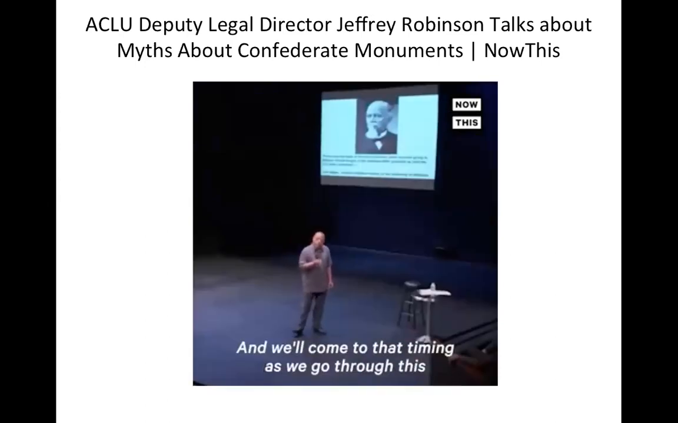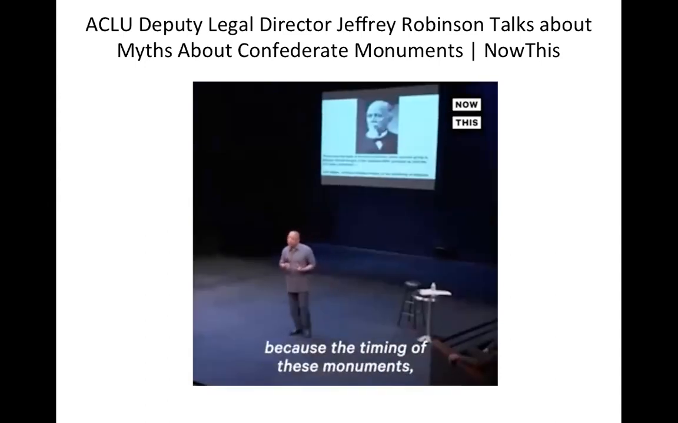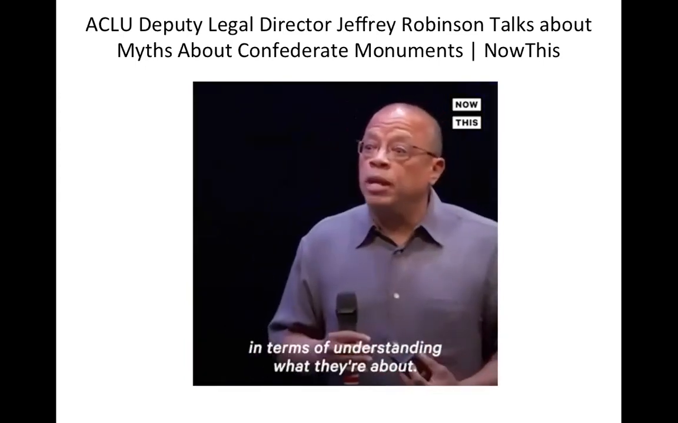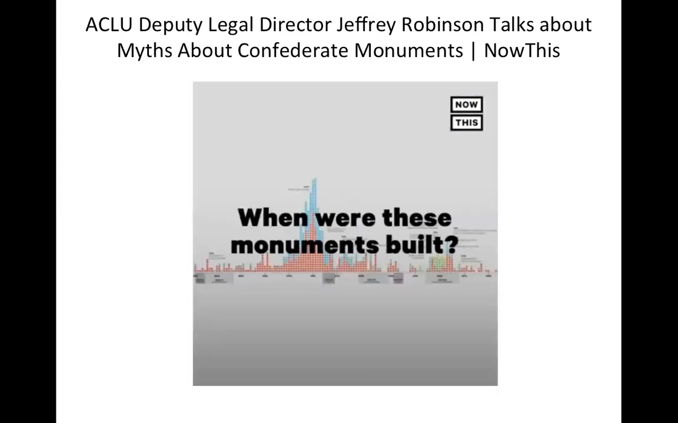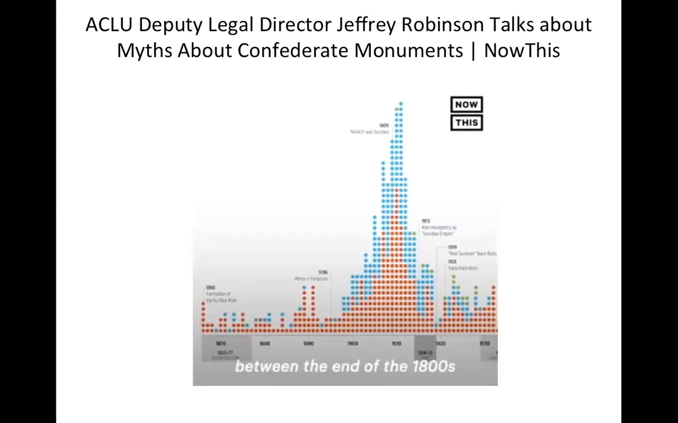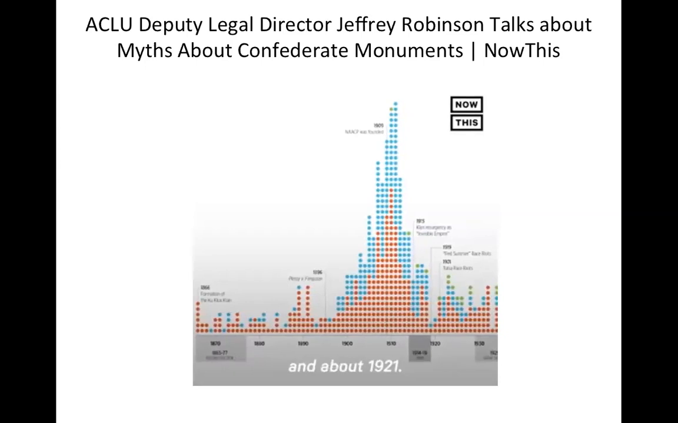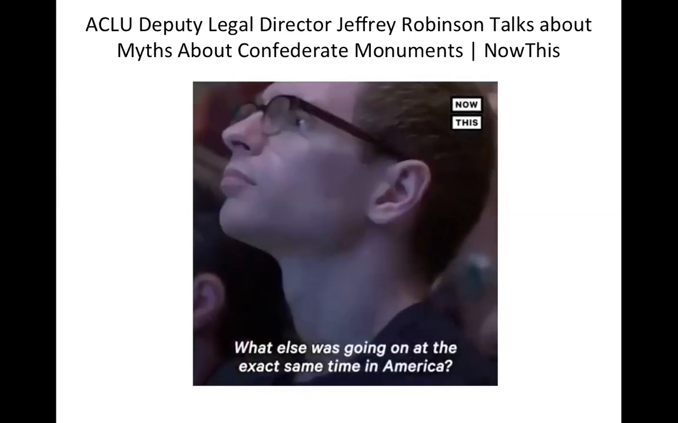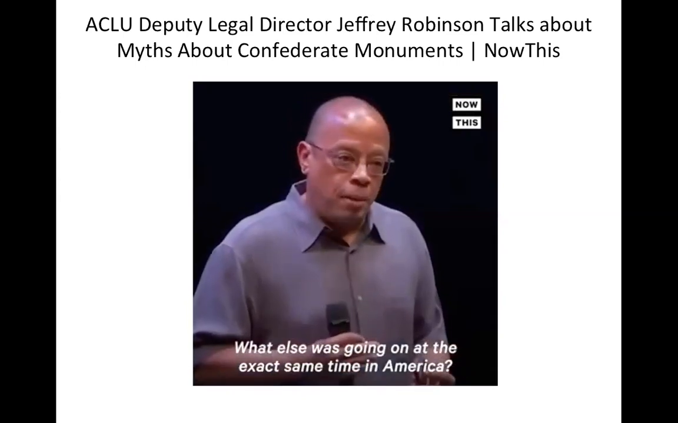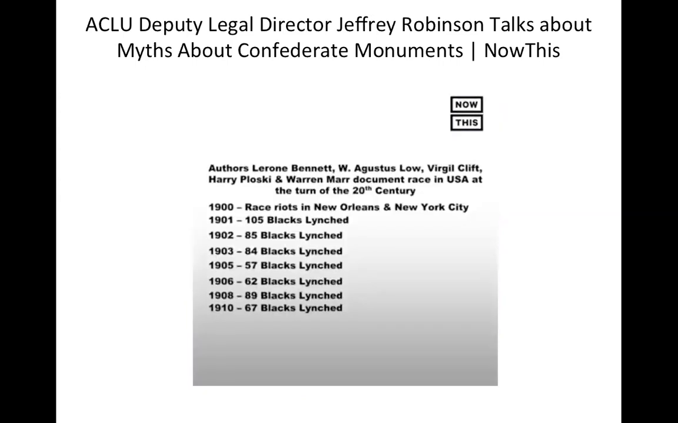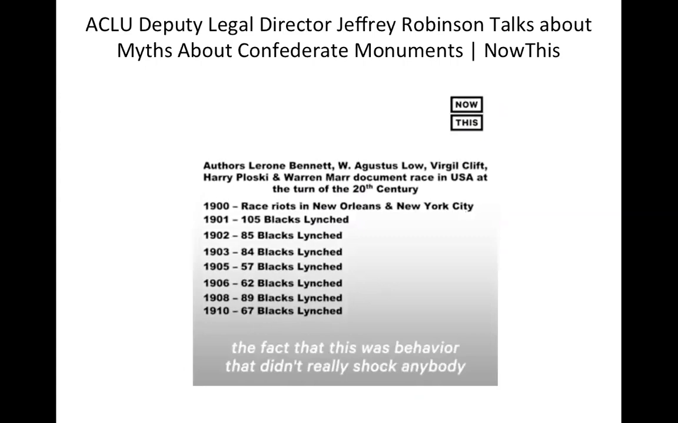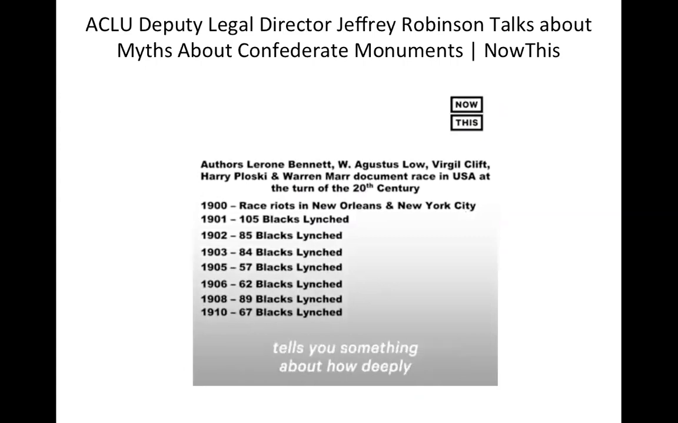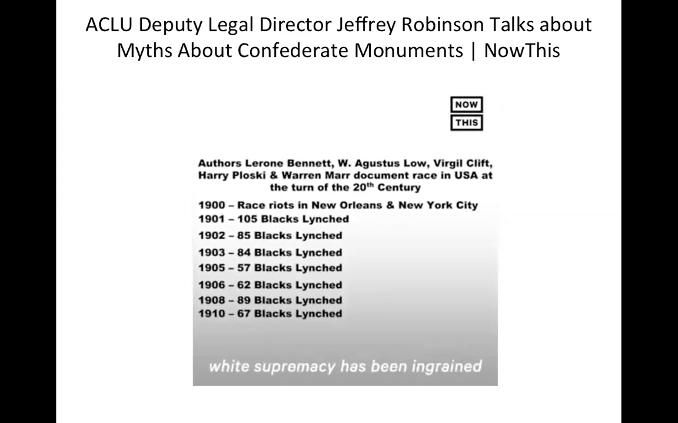And we'll come to that timing as we go through this, because the timing of these monuments, I think, suggests something that's very important in terms of understanding what they're about. When were these monuments built? There were 2 spikes between the end of the 1800s and about 1921. What else was going on at the exact same time in America? The fact that this was normal, the fact that this was behavior that didn't really shock anybody, tells you something about how deeply white supremacy has been ingrained into American culture.